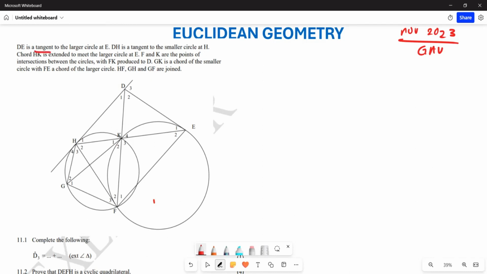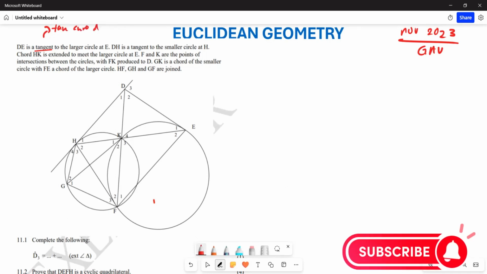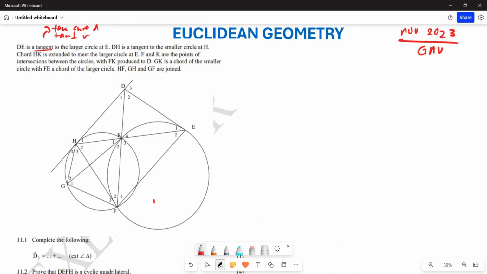As soon as I see the word tangent, I already think of the three theorems, which are my tan chord theorem, my tangent perpendicular to radius, and my tangents drawn from the same point. So these are the three things that I think of as soon as I see the word tangent. Now they say DH is a tangent. Again, I think of the three theorems.